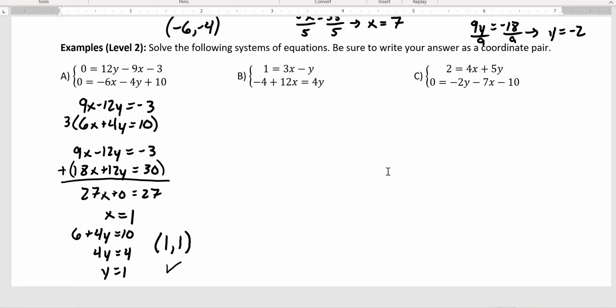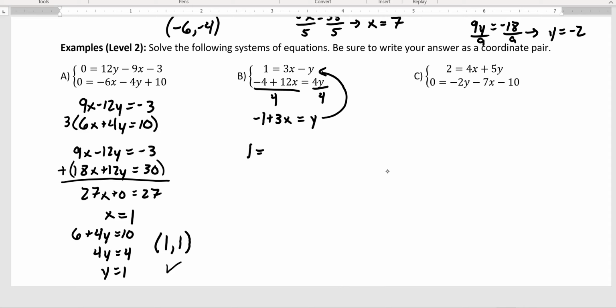Weird. Okay. So looking at letter B, 1 equals 3x minus y. Negative 4 plus 12x equals 4y. How do we want to do this here? Well, we can solve for y pretty easily just by dividing by 4, and all of that divides by 4 pretty well. So I would get negative 1 plus 3x equals y, and then I can substitute that into the top equation up top here.